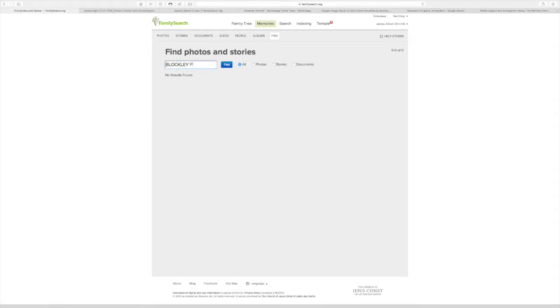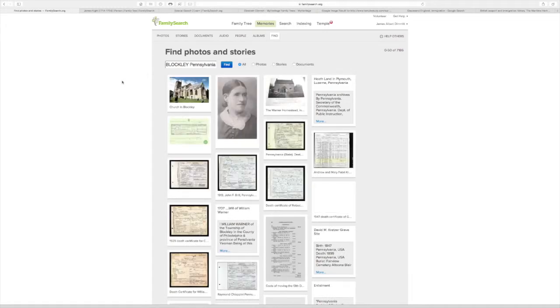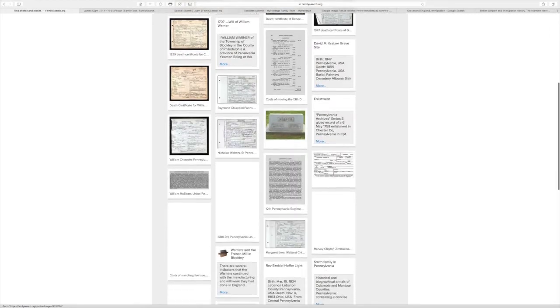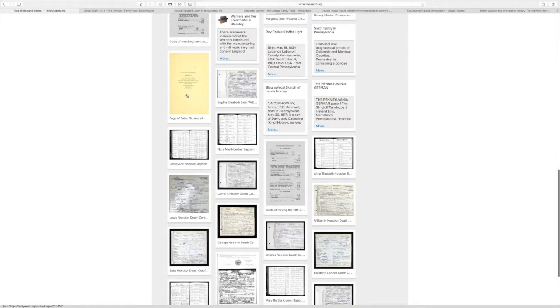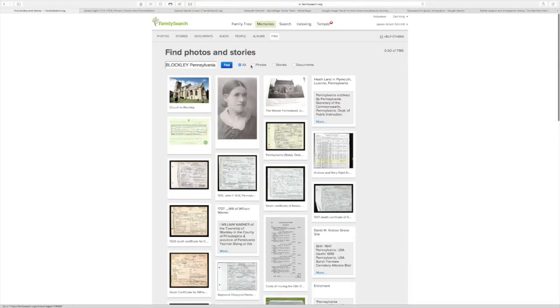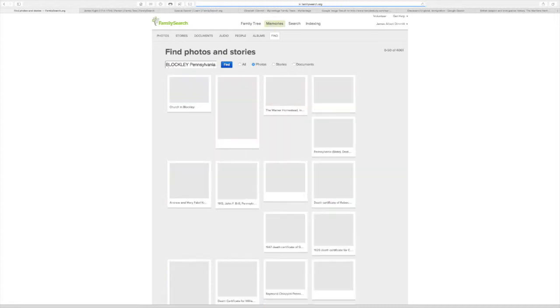Got my caps on. Hit enter. Now what comes up is photos, stories, and documents. And this isn't just for Blockley, Pennsylvania. Any names that have the name Blockley in it or whatnot will also come up. So let's filter a little bit more. Let's take a look just at the photos.